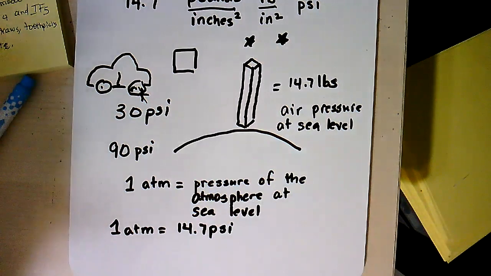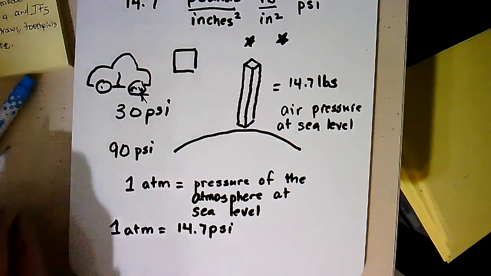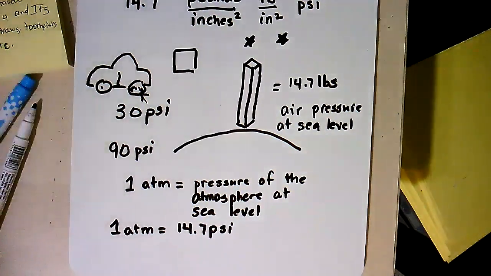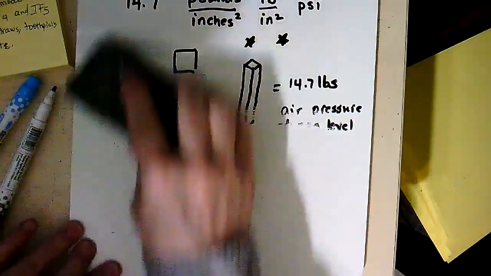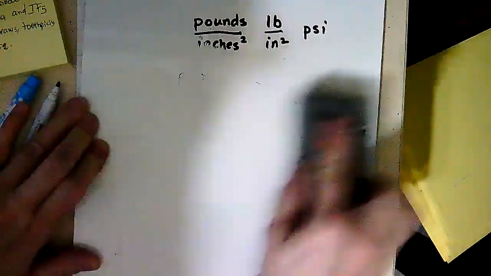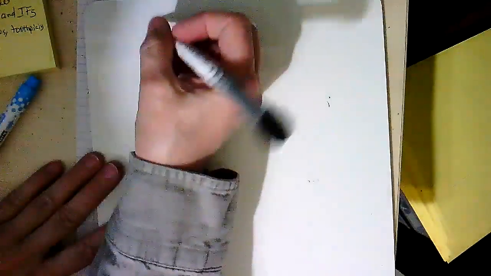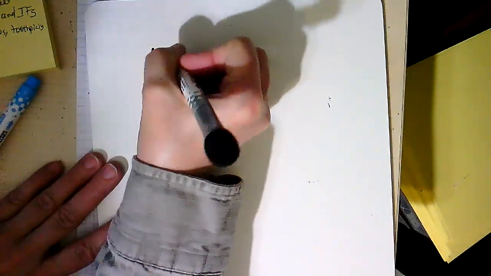And if we wanted to convert from 1 unit of pressure to the other, we would just use this conversion factor. But there's more. The next unit of pressure that I want to discuss is the millimeters of mercury, also called torr. So torr is short for Torricelli, and Torricelli invented the barometer. So let's think about that for a minute.